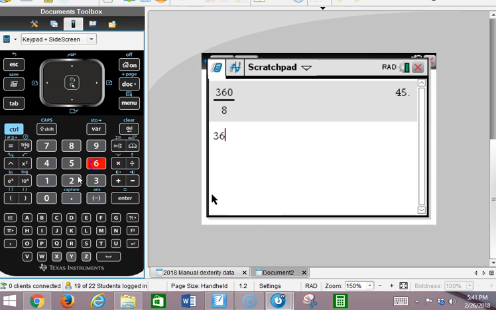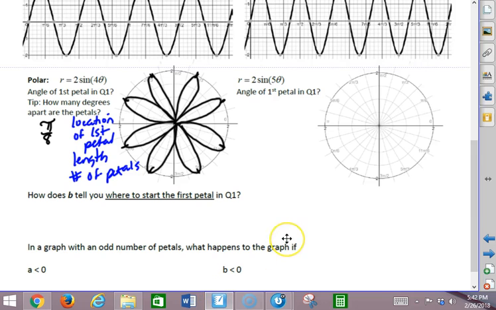So 360 divided by 5 petals. Okay, 72 degrees apiece. So notice I had one sticking straight up, so 90 minus 72 gives me 18 degrees. Well, 18 degrees is 1/10 of 180, so that's going to be pi over 10. Okay, so I'm going to kind of show you how I got these.